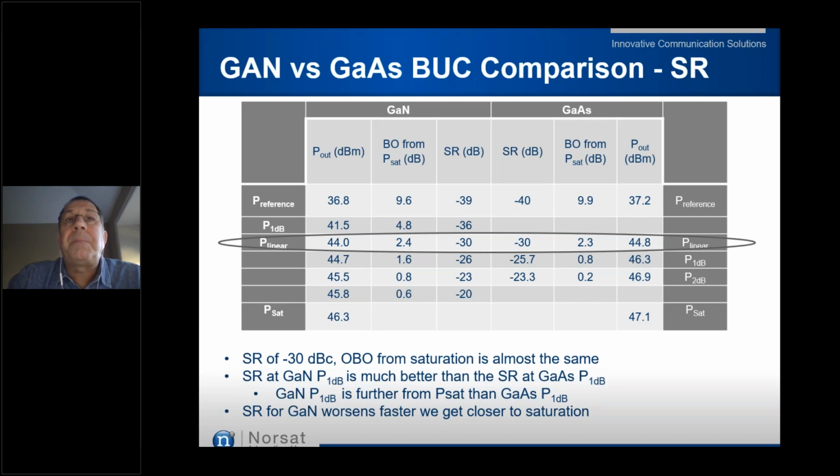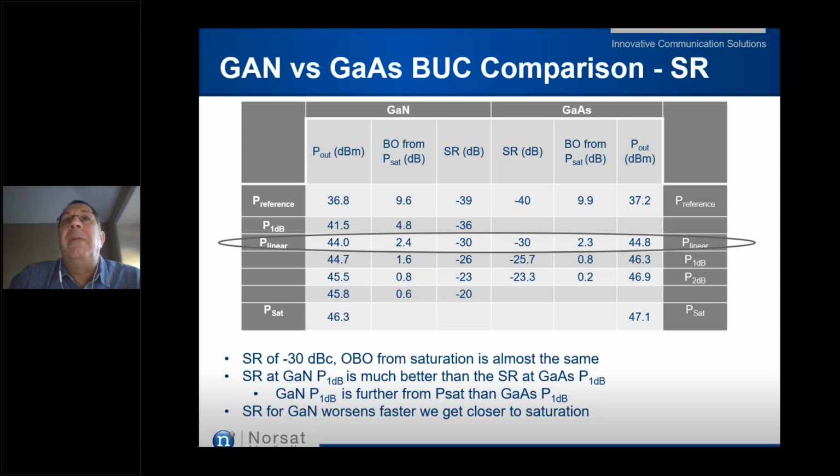Similarly, if you look at P1 dB, P1 dB for the GaN is actually less than P linear, right? It's backed off 4.8, and you get much better spectral regrowth, but it stands to reason it's at a lower output power, and it's further backed off from saturation. The other thing to note is that on the GaN device, the spectral regrowth tends to get worse faster after P linear. If you look at the next line just below P linear, you'll see that the spectral regrowth is close to -26. We tried to get it at -26 because that's one of the other typical standards.